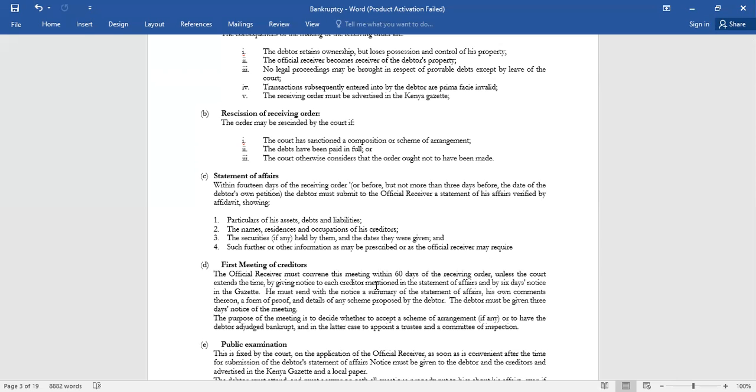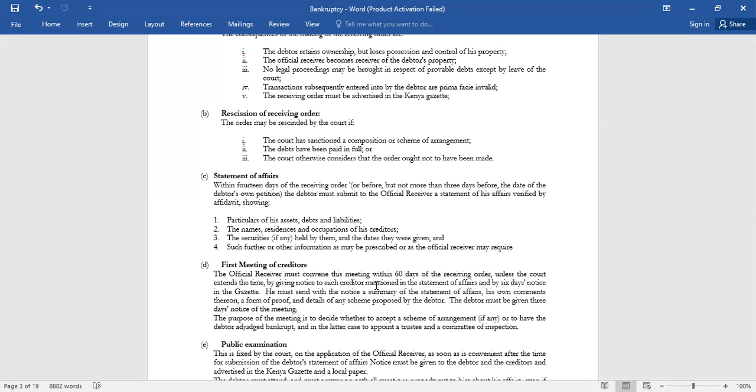Kuna kudanganyana. So the names, residences, and occupations of your creditors are supposed to be listed. We want to reach them and understand whether they have any interest in the property that is to be taken to the official receiver or the special manager. 3, the securities held by them and the dates they were given.